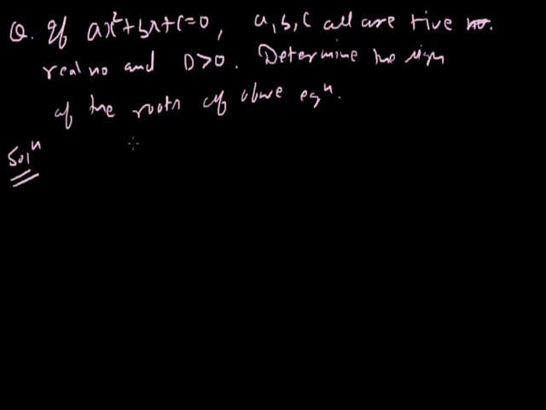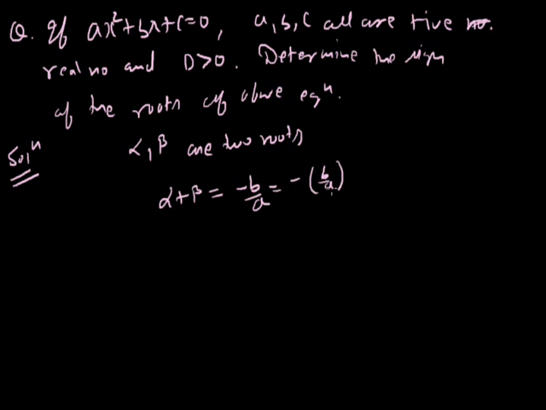Now let's say alpha and beta are the two roots, and we know that the sum of the roots, that is alpha plus beta, is equal to minus b upon a. As it is given that b and a are both positive numbers, the value of b upon a is a positive value, and this sign is negative. So minus into positive is a negative number. So the sum of roots is negative.